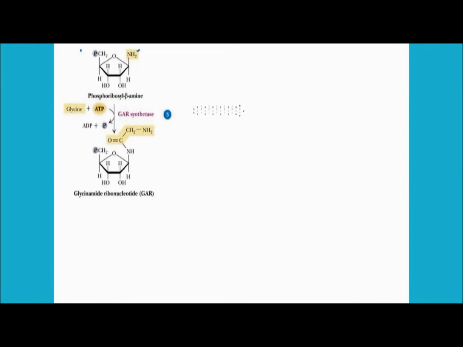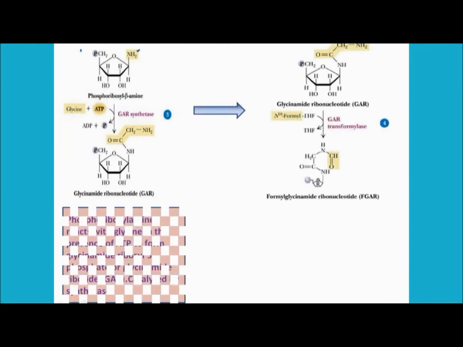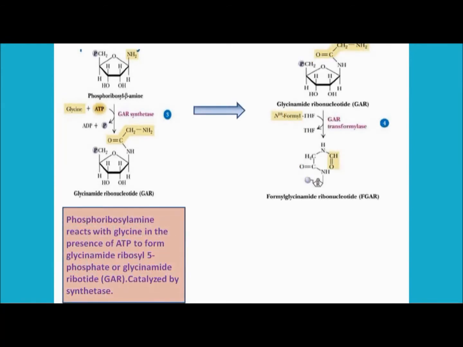The next step, now here we have already got the phosphoribosylamine. Now this phosphoribosylamine is going to react with the glycine in the presence of the ATP. You can see here the glycine is there in the presence of the ATP, right, to form the glycinamide ribosyl 5-phosphate, or you can say glycinamide ribotide, which is also said as GAR, and this reaction is catalyzed by the GAR synthase.